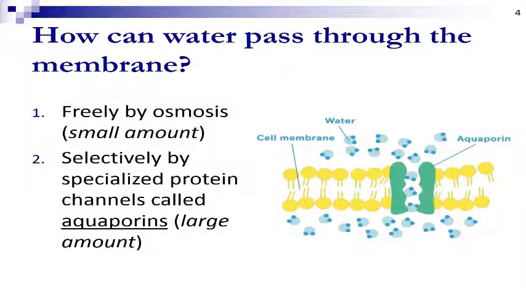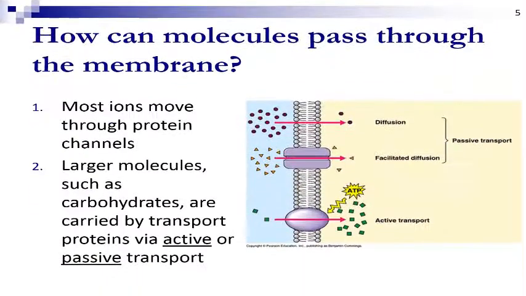How can water pass through the membrane? A small amount of water can pass through the membrane freely by osmosis, and a large amount of water can be transported across the membrane selectively by specialized protein channels called aquaporins. Generally, molecules pass through the membrane by one of the following ways. Most ions move through protein channels. However, larger molecules, such as carbohydrates, are carried by transport proteins via active or passive transport.